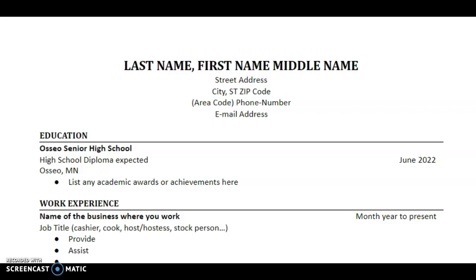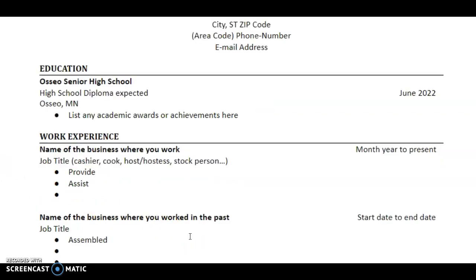So you'll provide your education, and you'll put the date when your diploma is expected. You can list any academic awards or achievements. Then you also want to list any work experience you have. Okay, if you don't have any work experience, we have other things for you, so don't panic.